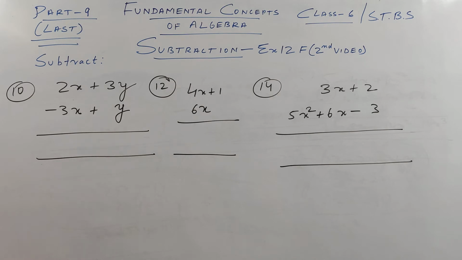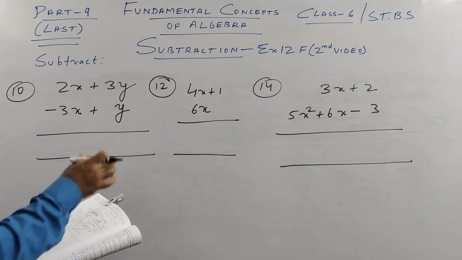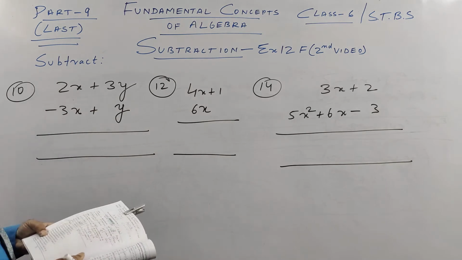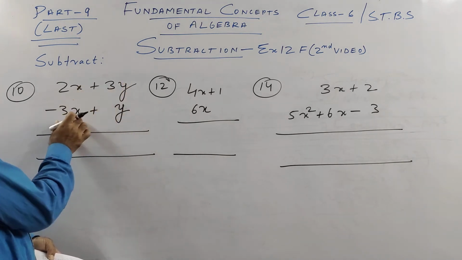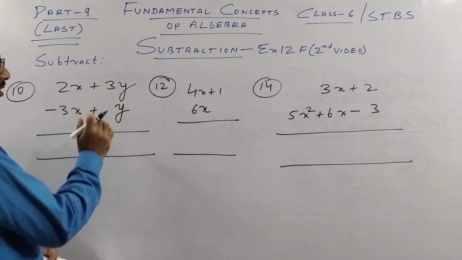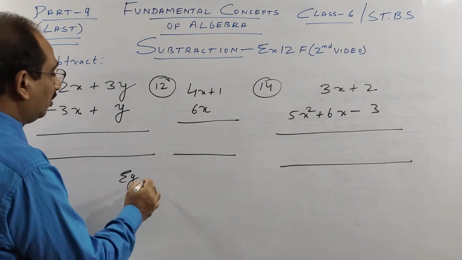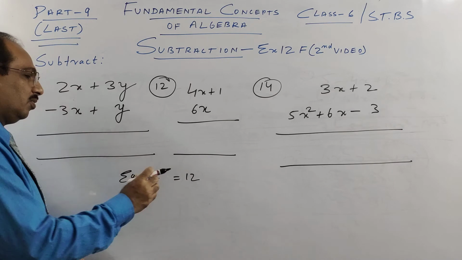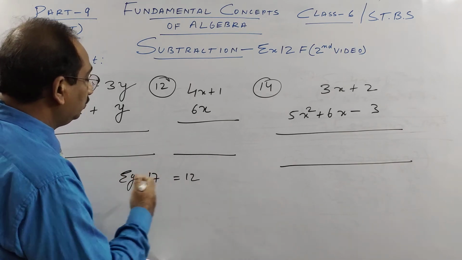So let us see next 3 question number 10. What must be subtracted from this to get this? So what must be subtracted? Sometimes I have rearranged, children. You will see y below y, x below x. What must be subtracted from this to get this? So, you can take an example. What must be subtracted from 17 to get 12?